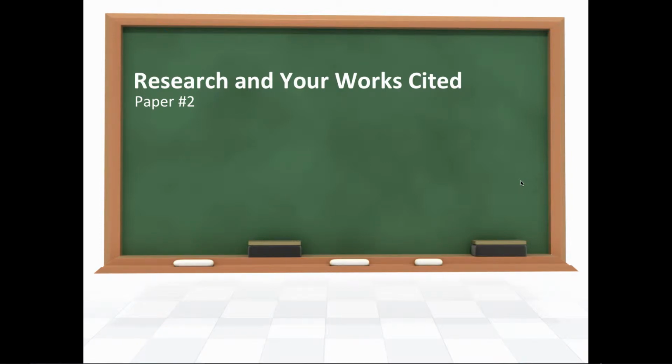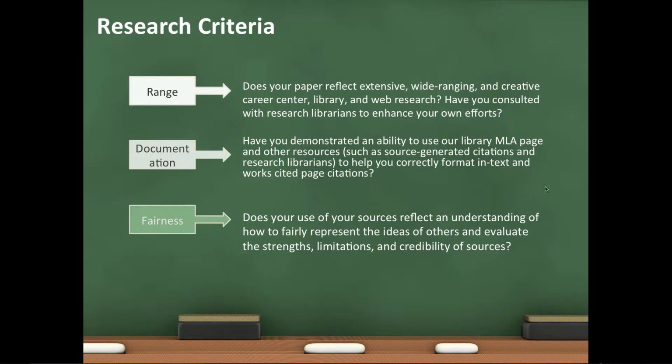As you wrap up a complete draft of your paper, I want to revisit the research criteria established in the rubric and talk about how you can use your paper and your works cited list to demonstrate that you've met those criteria. So here are the three criteria. One is about range, one is about the quality of your documentation, and the third is about fairness. And what we're talking about here is an extensive investment in research.